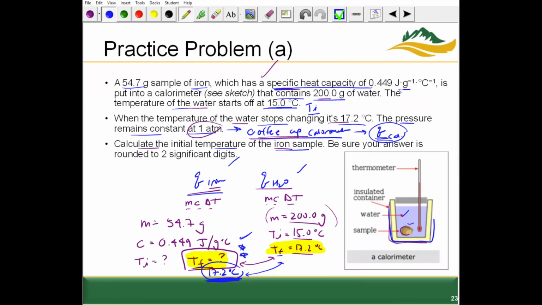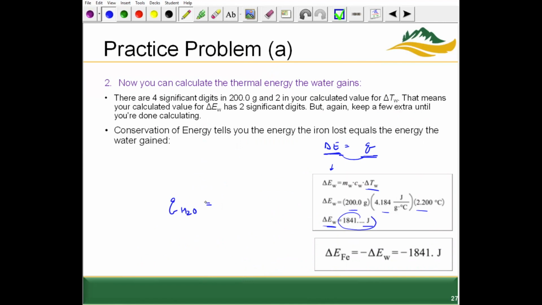We need to think about the signs, importantly. Is the water gaining heat or is the water losing heat? The water starts out at 15 degrees Celsius, then goes to 17.2 degrees Celsius. The temperature is increasing. That means it is gaining heat, or gaining thermal energy. That means the water amount will be a positive sign, and the amount of heat or thermal energy for the iron must be the negative sign. So Q of the water, 1,841 joules, is gaining heat.